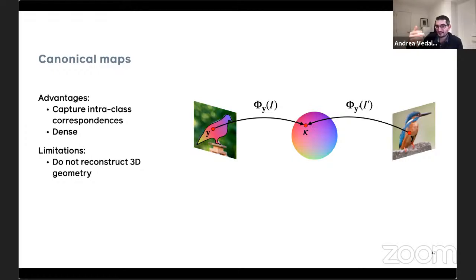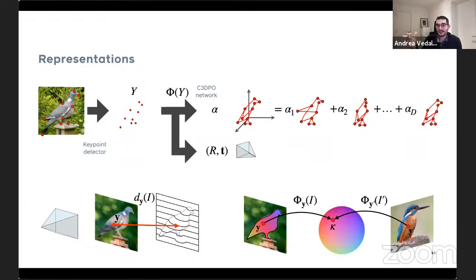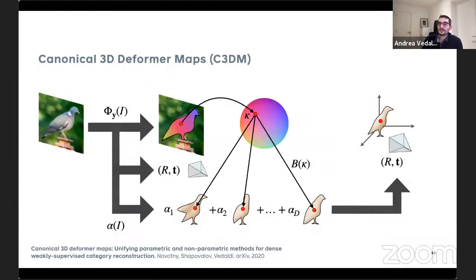To explain that even further, if you see points Y and Y prime in two images of two different birds, and they happen to be the same point semantically, then these functions, these canonical maps, should map both of them to the same value of kappa, okay? Now, the advantage of that is that it's dense. It does capture intra-class correspondences by definition, but it does not do any 3D reconstruction because all you get is a sphere, all right? So we have these three guys. What are we going to do next? Well, you guessed it. We're going to try to put them together, all right?